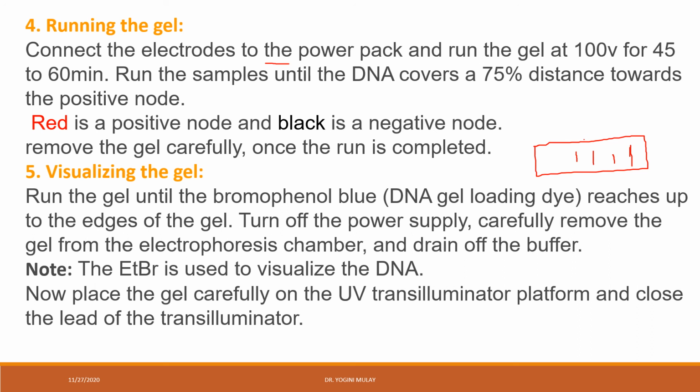Now you place that gel carefully on the UV transilluminator platform and close the lid of the transilluminator. Now what will happen is that UV light will fall on that gel, and wherever the band is there, ethidium bromide will absorb the UV light and the visible light will be emitted, so that you will be able to visualize exactly where the bands are.